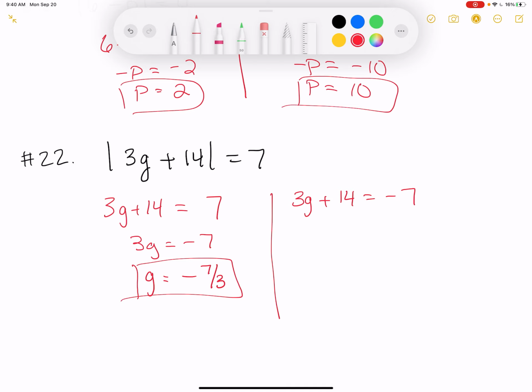All right, how about this one? We gotta subtract 14, that equals 3g equals -21, then we divide the negative 3g equals -7. Smart. Well, I was still explaining the problem, Jake.